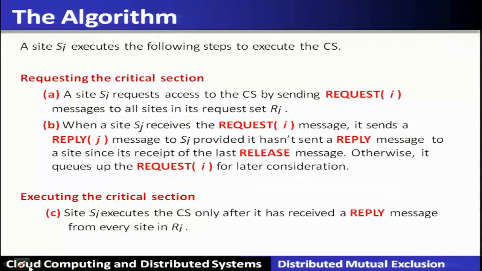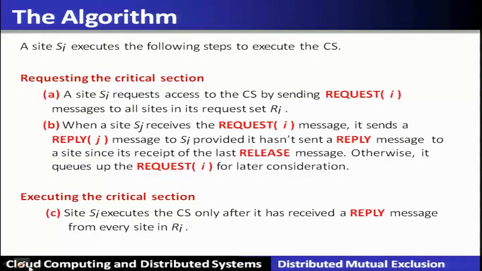Let us see the algorithm which is given by Maekawa for mutual exclusion, which is called the quorum based mutual exclusion algorithm. The site Si executes the following steps to execute the critical section. The first one is to request the critical section. Site Si requests to access the critical section by sending a request message, request(i), and this particular message is sent to all the sites in its request set Ri. Now when a site Sj receives the request(i) message, it sends a reply message to Si, provided it hasn't sent a reply message to a site since it received the last release message, otherwise it queues up the request(i) message for later consideration.